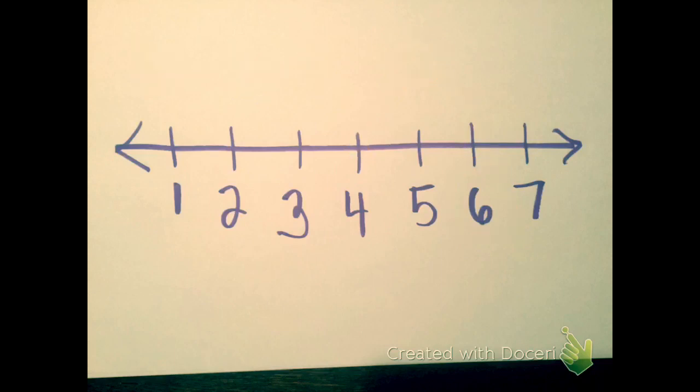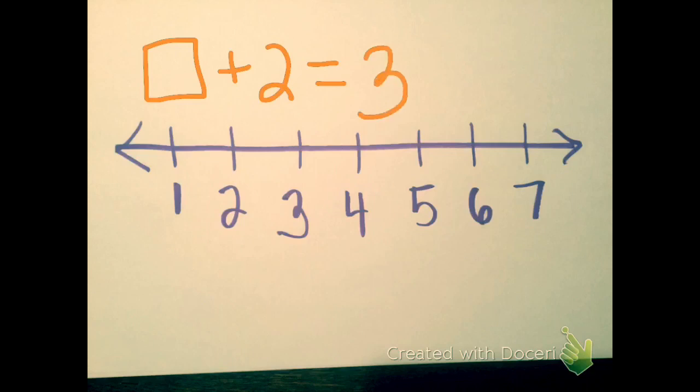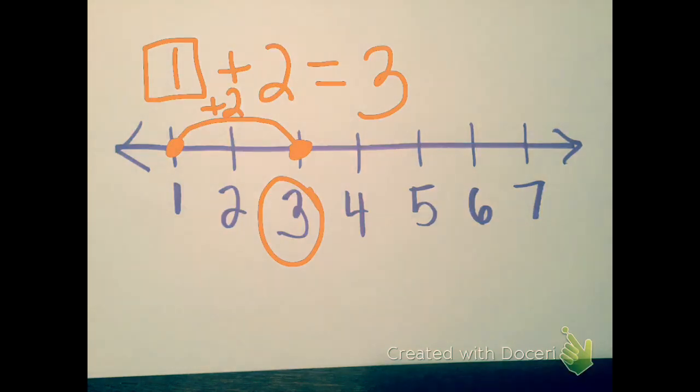And we can do a mystery number plus 2 equals 3. So let's try this one. That means that I ended up at 3, and I started somewhere before 3, because when I added 2 more, I landed on 3. So that means I had to have started at 1, because if I start at 1 and I jump 2 spots on my number line, I land on 3. So my mystery number is 1, because 1 plus 2 is 3.